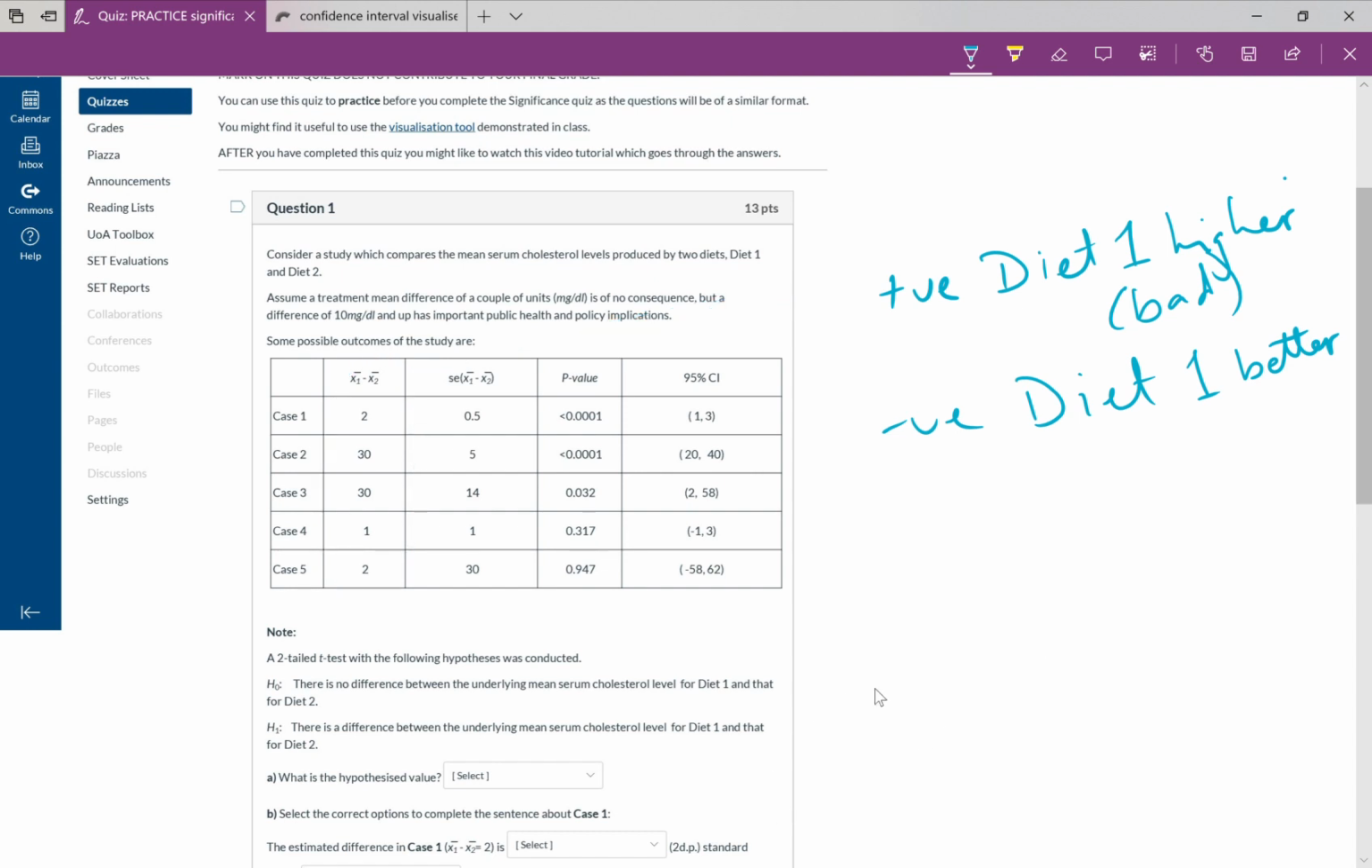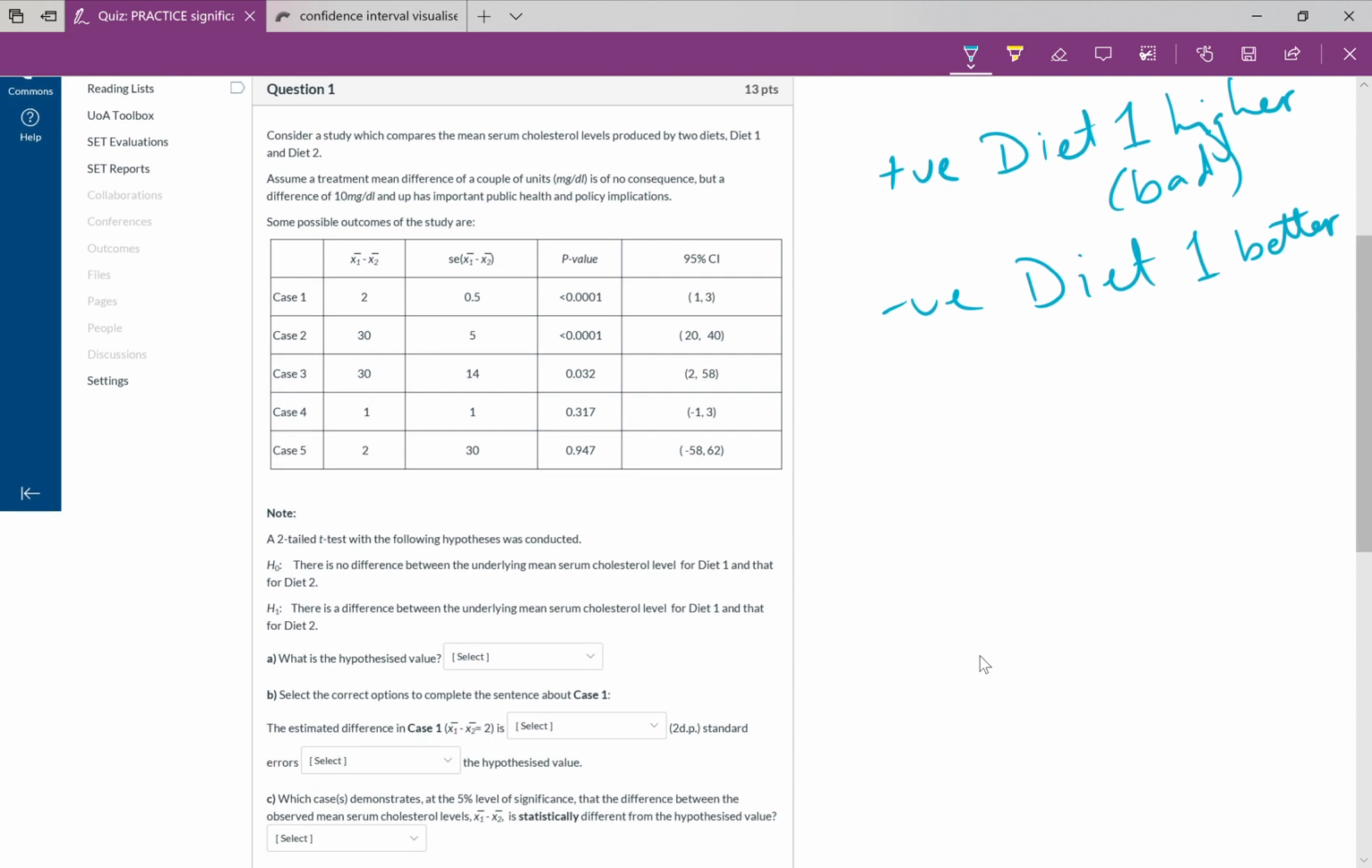Okay, dropping down a bit more into our questions, we've got our hypotheses here. We could also write these in symbols using mu for the parameters. And our alternative hypothesis here is two-sided. We've got no reason to know which way round it's going to go. Two-sided is always a safer alternative.